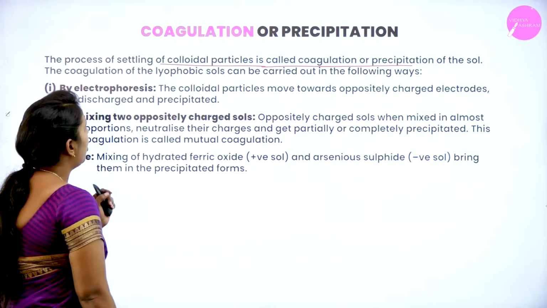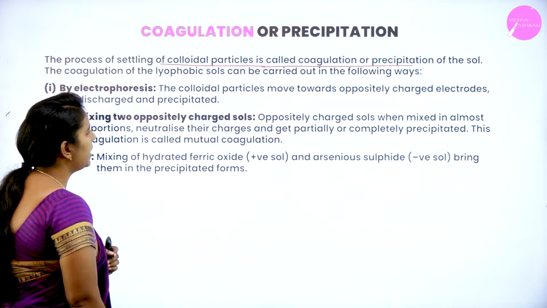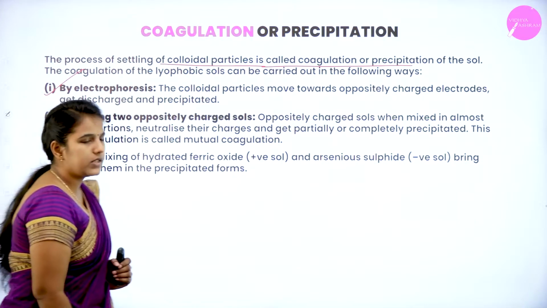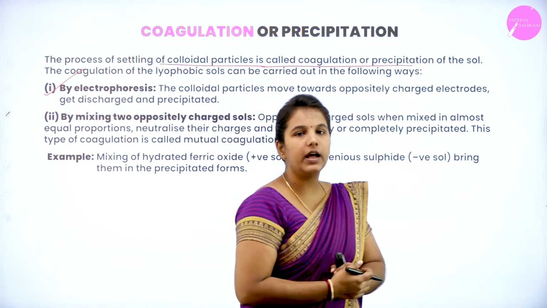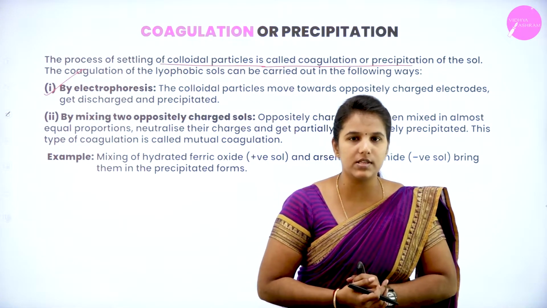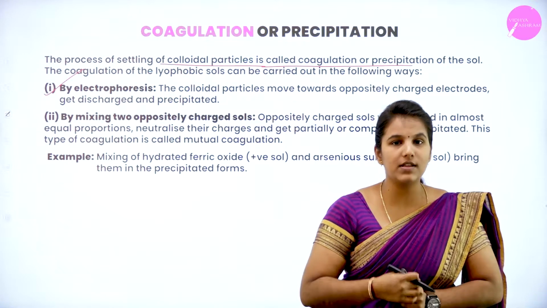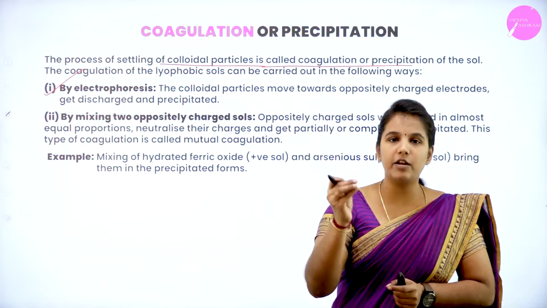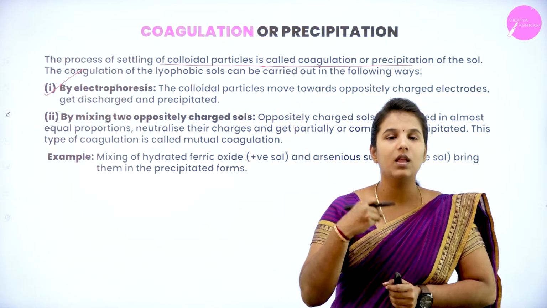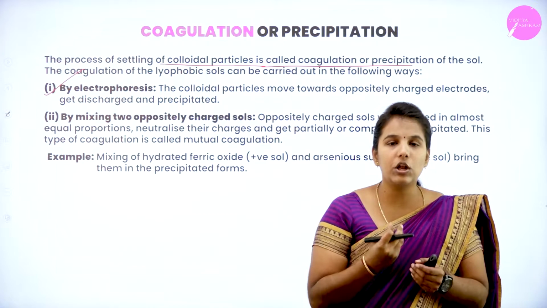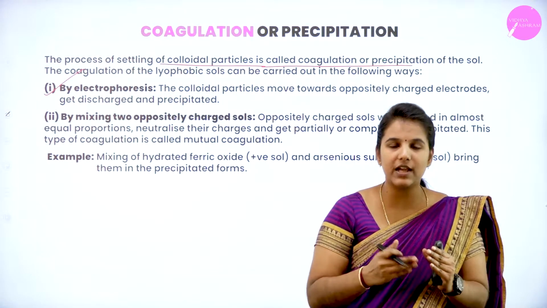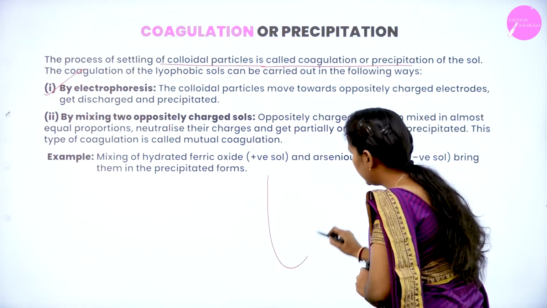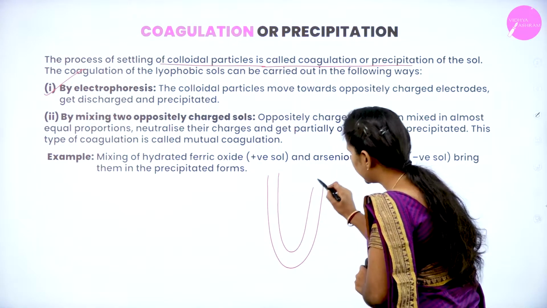The coagulation of lyophobic sols can be carried out in the following ways. The first one is by electrophoresis. Already we have learned what an electrophoresis is. Is it right? So in the electrophoresis, they will take the U-tube with the platinum electrodes, and they will put the colloidal solution in that U-tube. So when you apply the electrical field, the colloidal particles will move towards the respective oppositely charged electrode. Is it right? In our last lesson only we have learned this experiment.